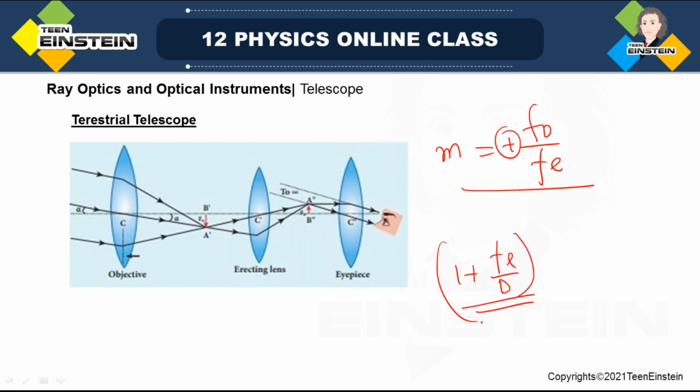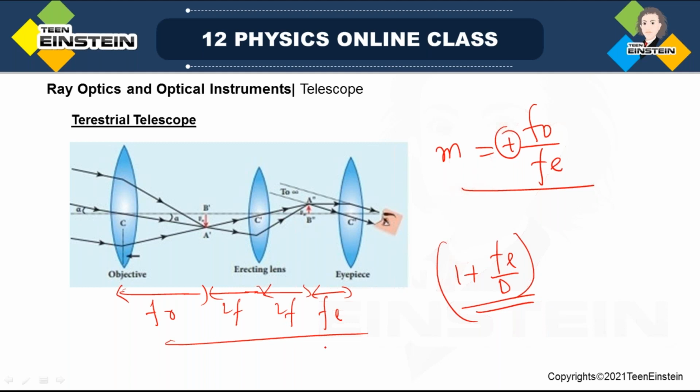So the length of the terrestrial telescope is much larger than the astronomical telescope, because you look, you have three lenses. You have this f objective, then you have 2f of the erecting lens, again 2f of the erecting lens, and then this is again fe. So this length is going to be very large in the case of our terrestrial telescopes than the astronomical telescope.